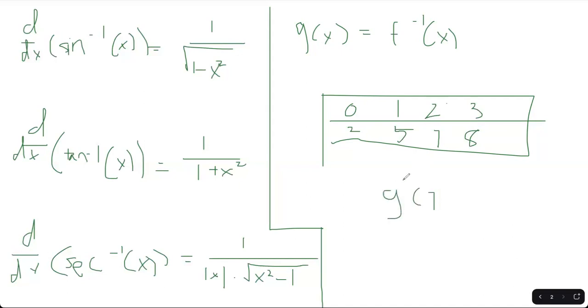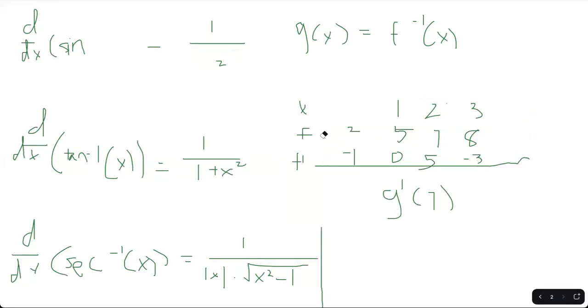You want to find the derivative of g at 7. And obviously, you're given another line for the derivative of f. So this is x, this is f, this is f prime. And these are some arbitrary values like -1, 0, 5, -3. How would you do this? Well, that's where this formula comes in, which is why we're learning it.